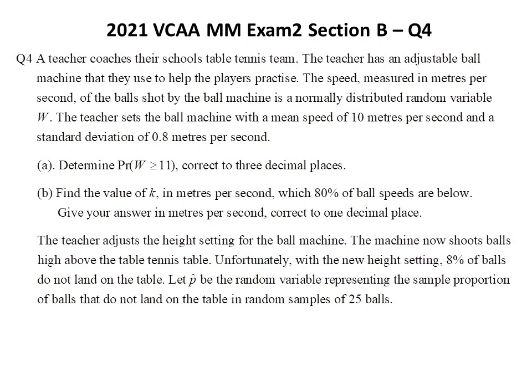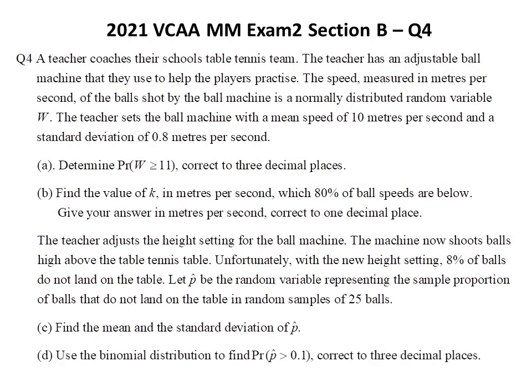Unfortunately, with the new height setting, 8% of balls do not land on the table. Let the sample proportion be the random variable representing the sample proportion of balls that do not land on the table in random samples of 25 balls. Based on the adjustment, part C of this question is to find the mean and the standard deviation of the sample proportion, while part D of this question is to use the binomial distribution to find the probability when the sample proportion is greater than 0.1.